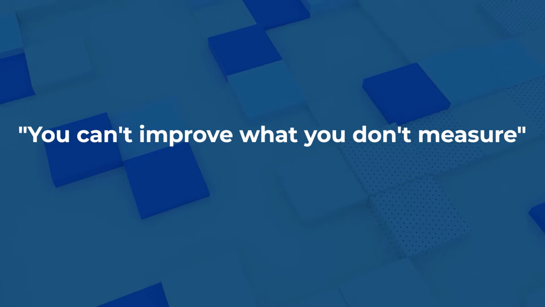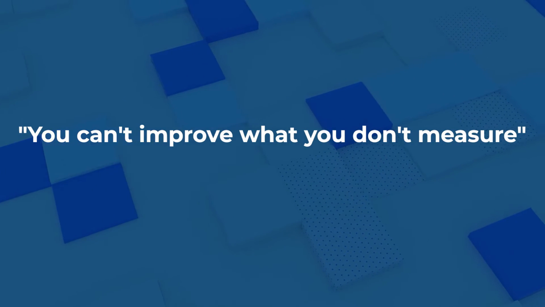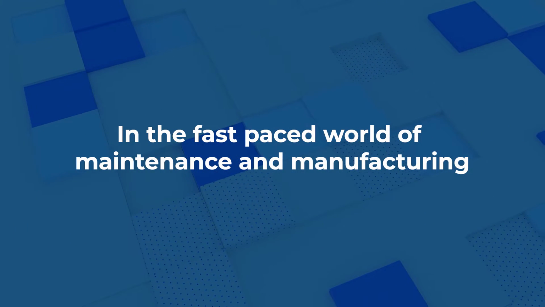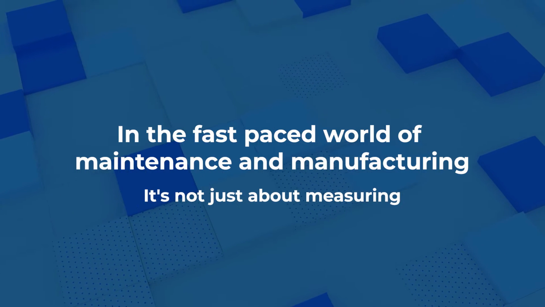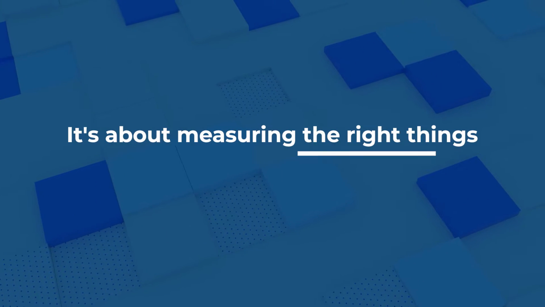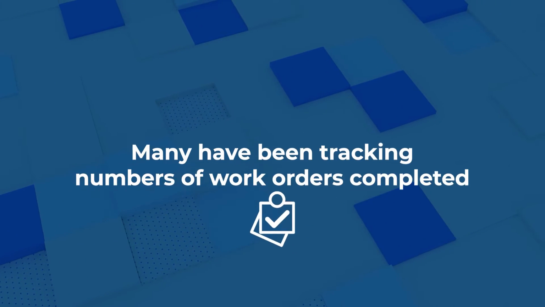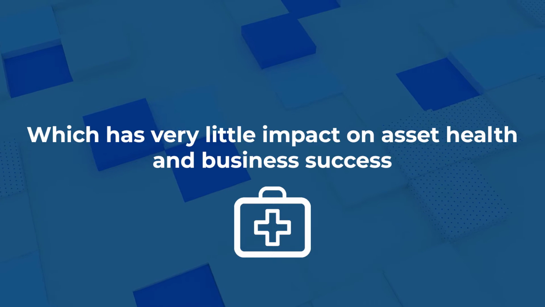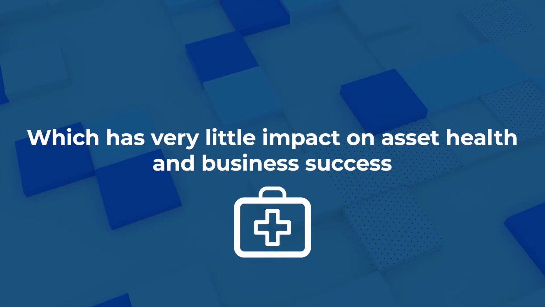So, let's get started. You've probably heard the old saying in business that you can't improve what you don't measure. But in the fast-paced world of maintenance and manufacturing, it's not just about measuring, it's about measuring the right things. For years, many have been tracking metrics like the number of work orders completed, which actually has very little impact on asset health and business success.